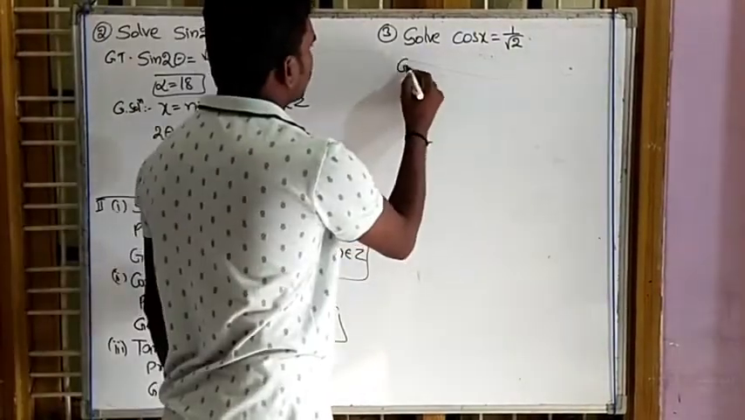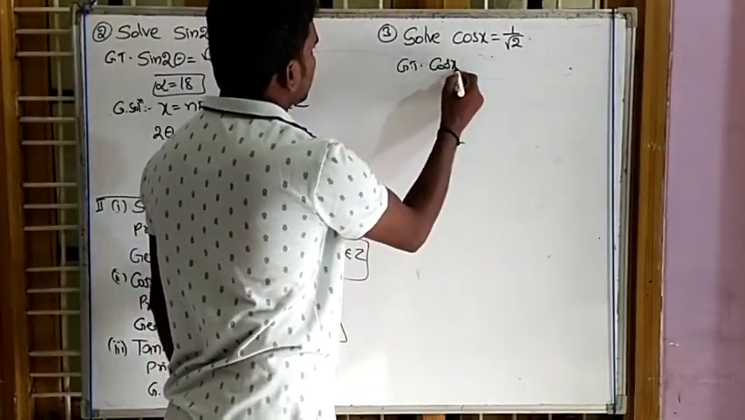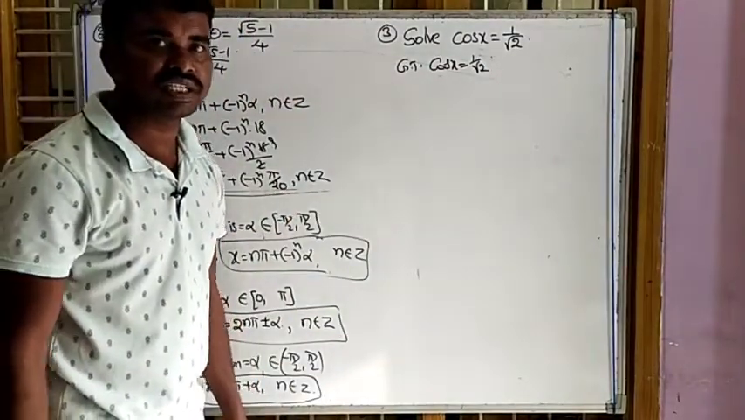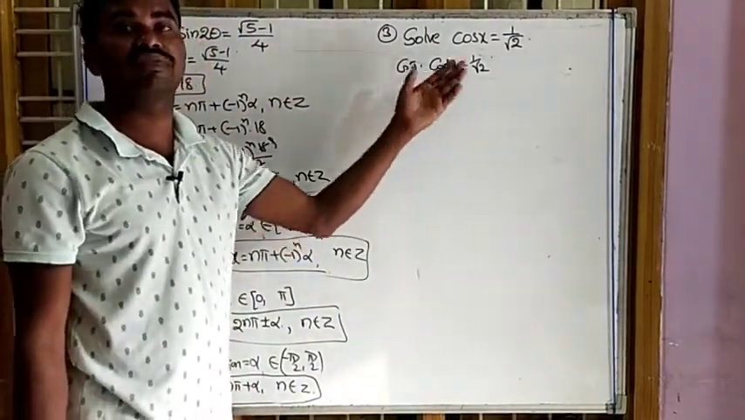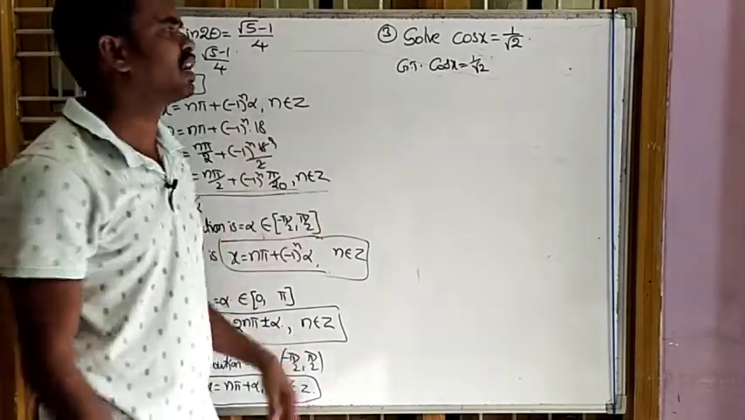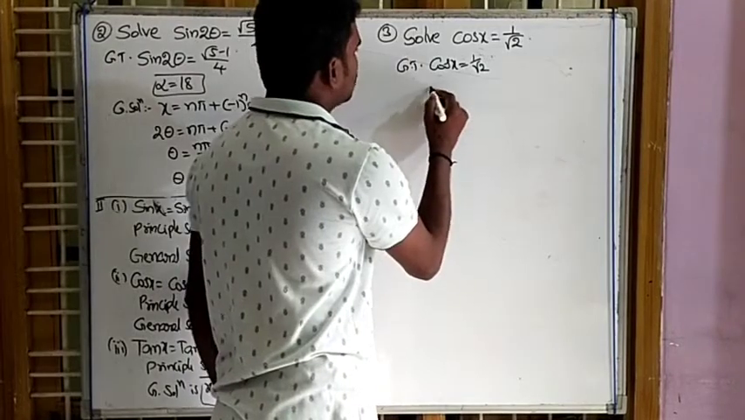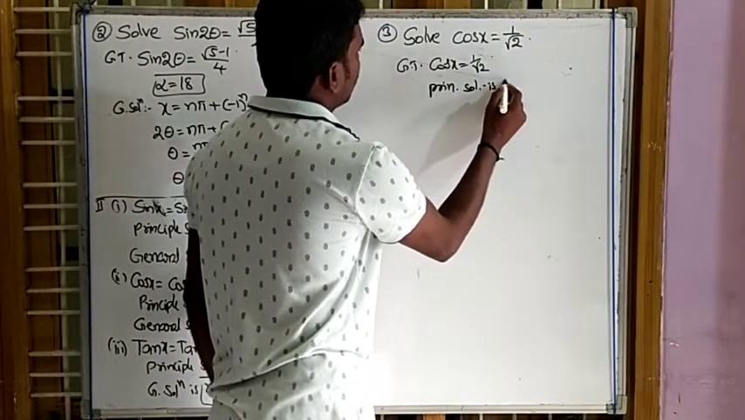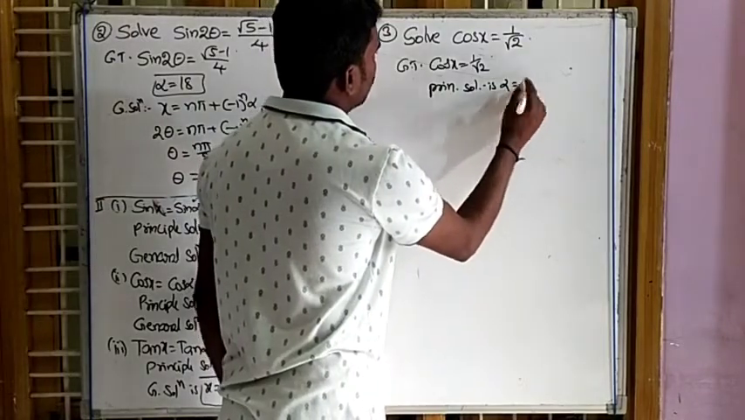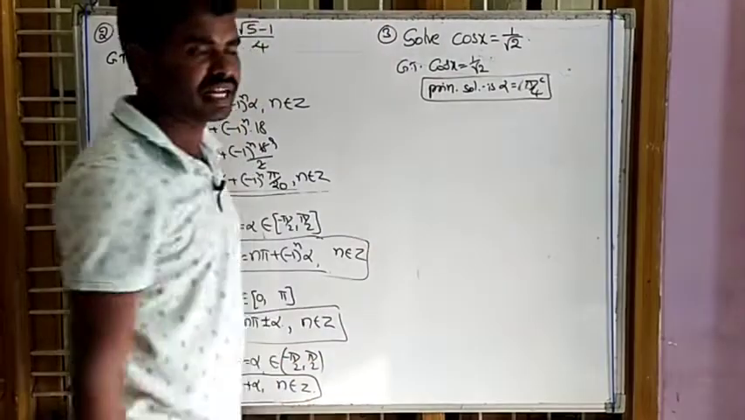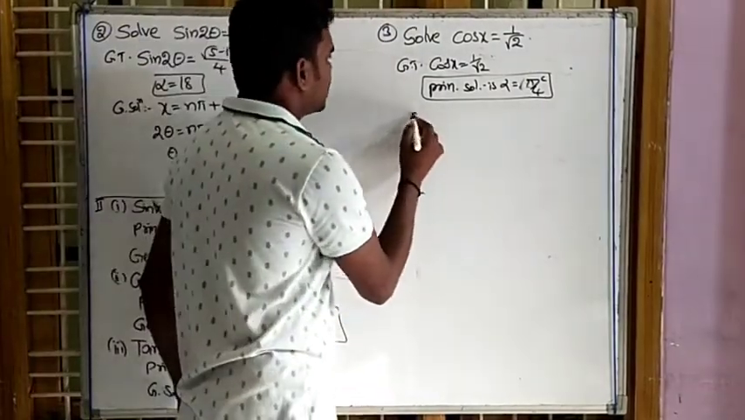Cos x is equal to 1 by root 2. So given that cos x is equal to 1 by root 2, what will be the alpha? Yes, it is cos 45, 1 by root 2. Alpha equal, yeah, very good, 45 degrees. So principal solution is alpha equal 45 degrees, or we can write pi by 4 radians. So better to write in radians. Next, general solution.